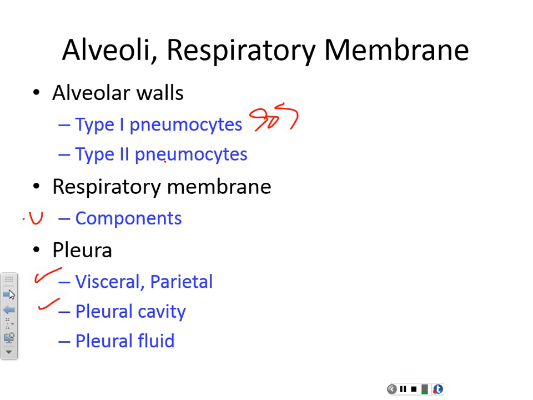And then the pleura, of course, the parietal one on the outside, visceral on the inside, and then you get the pleural cavity, which creates negative pressure with the fluid in there, and how the pleural fluid helps to keep them together, which creates that suction that keeps the lungs inflated. All right. So all those things. Okay.